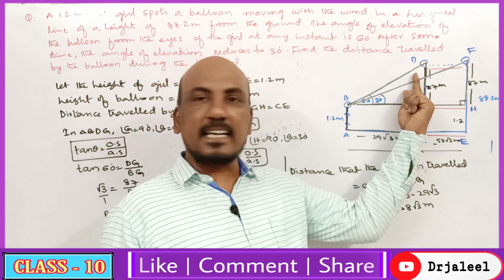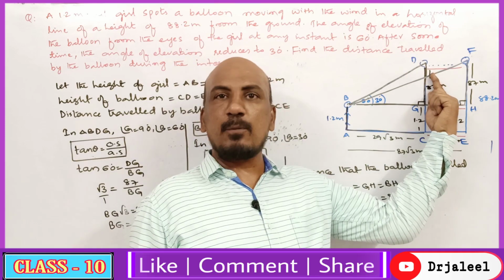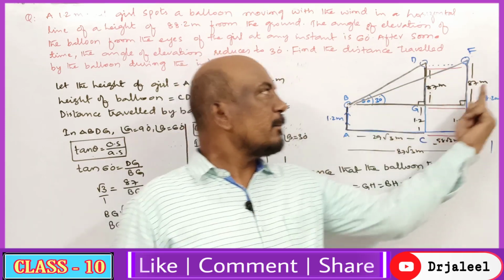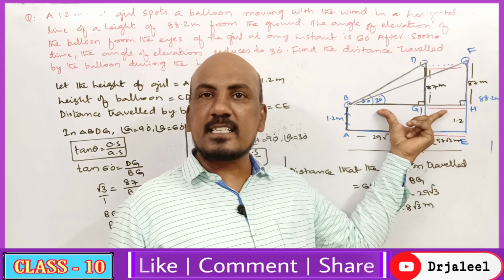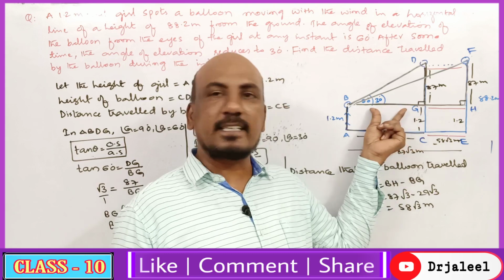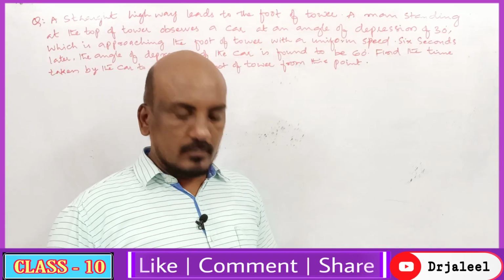First you take one of the right angle triangles, this BGD. In this, by using this opposite side you find the adjacent side, keep it aside. Again you take the bigger triangle, by using this opposite side you find this adjacent side, keep it aside. Whole big adjacent side minus small adjacent side, you will get the distance travelled by the balloon.